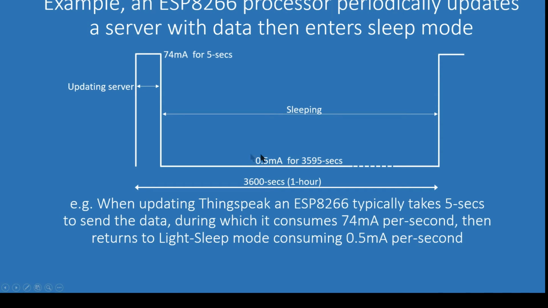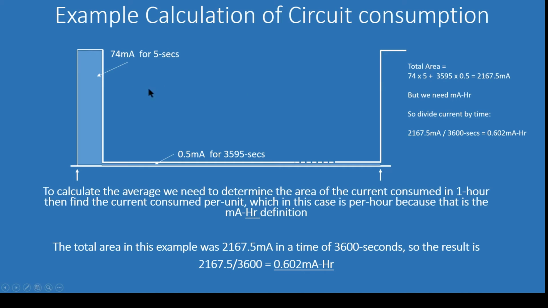So that's its current demand, which if I'd put a meter in series, I could measure the fact that it demanded 74 milliamps for 5 seconds and then drop down to half a milliamp, or I could see that waveform on an oscilloscope and determine the same current consumption. In terms of finding area, the area of the first pulse in my example is 74 milliamps for 5 seconds, and then it's half a milliamp for 3,595 seconds.